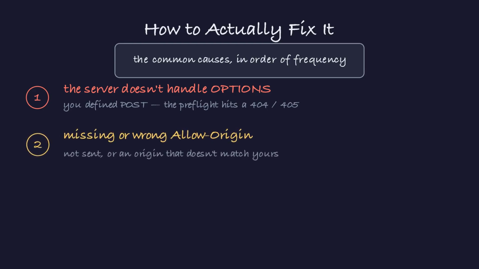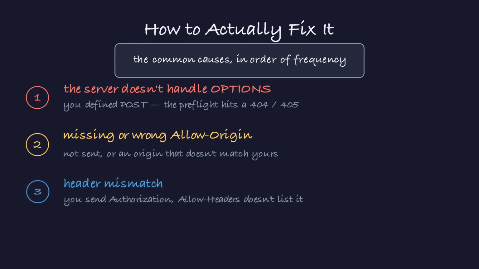Cause 2: a missing or wrong Allow-Origin header. The server is not sending it at all, or it is sending an origin that does not match yours. The fix is to configure it with your front end's exact origin. Cause 3: a header mismatch. Your request sends Authorization, but the server's Allow-Headers list does not include it. The fix is to add it.